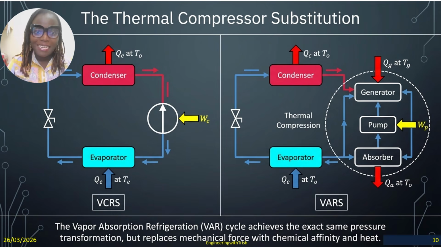So we can see the two schematic diagrams. For the vapor compression refrigeration system, you have the four main components. But for the vapor absorption refrigeration system, the compressor is not there. It is rather replaced by a generator, a pump, and an absorber. So they achieve the exact same pressure transformation, but the compressor is not part of the vapor absorption system.